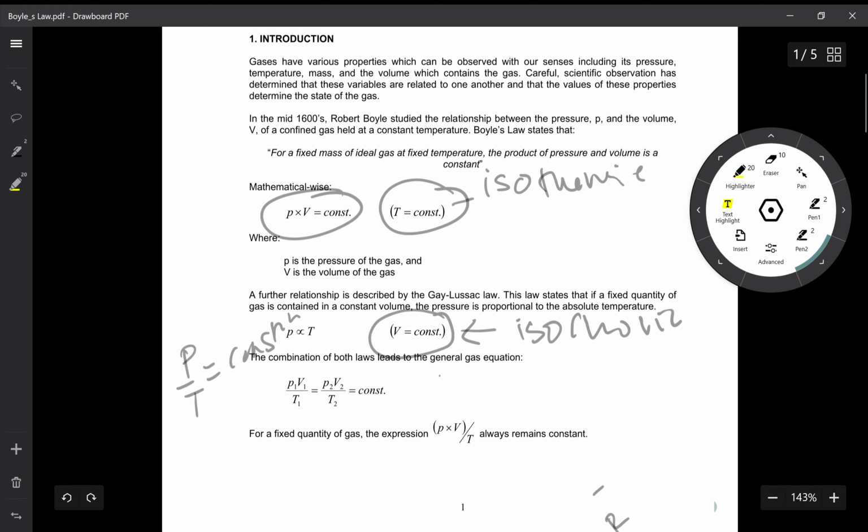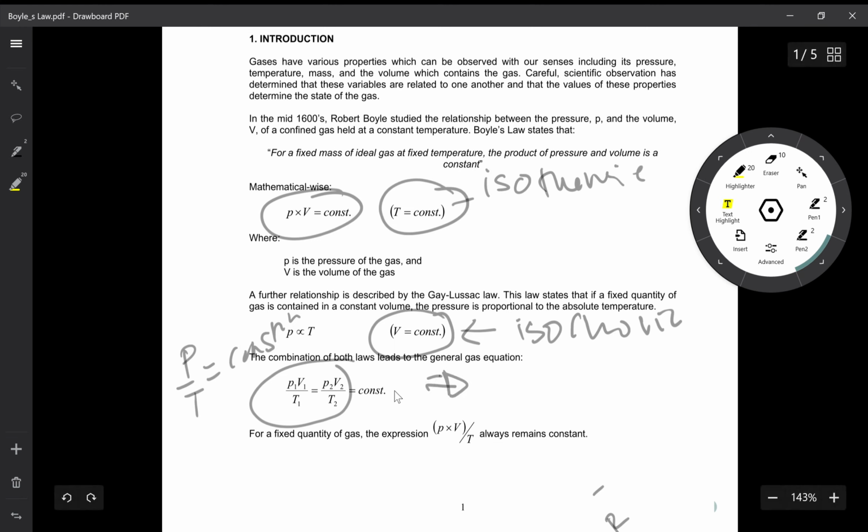When both laws, Gay-Lussac's law and Boyle's law, are combined, we can get the ideal gas equation of state, where PV over T is equal to P1 V1 over T1, which is equal to P2 V2 over T2.